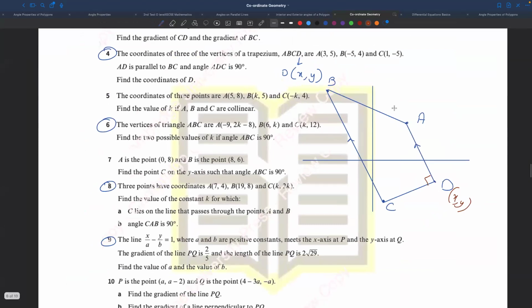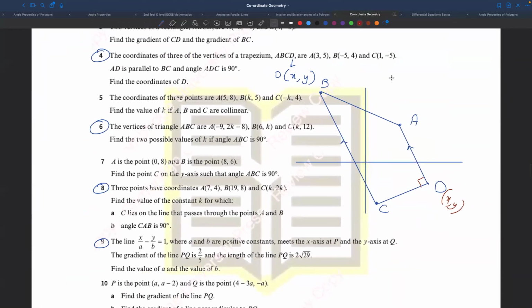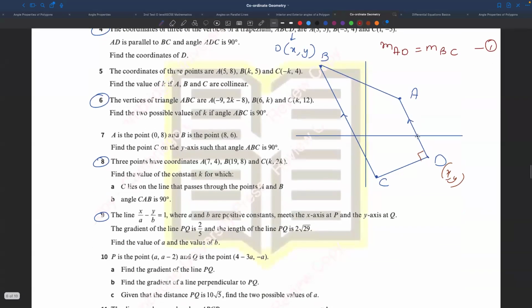So first let's take the gradients. I'll just tell you what to do. Take the gradient of AD is equal to the gradient of BC. You will make one equation. And we know that the gradient of AD and DC are perpendicular. So how will I make an equation with this?